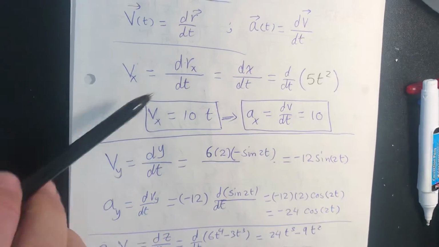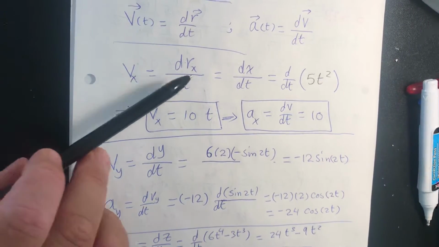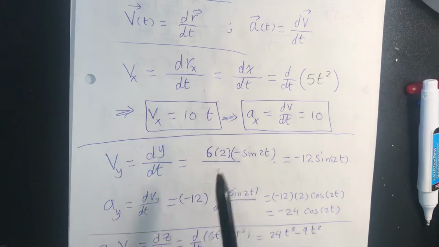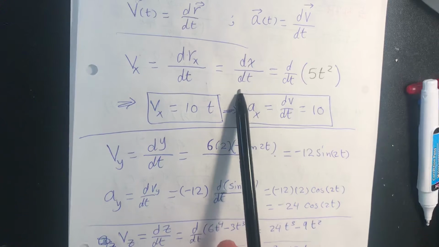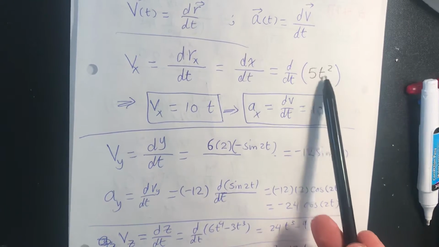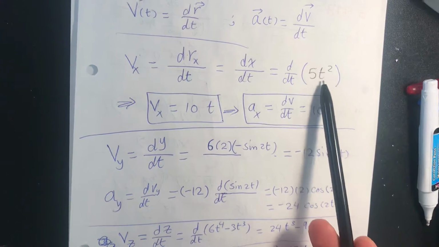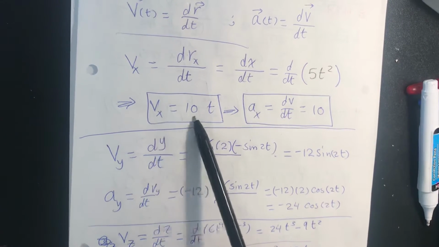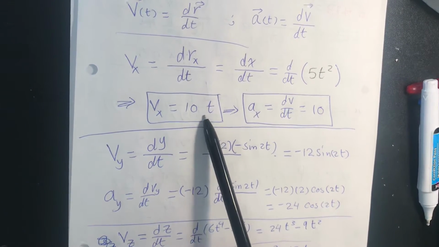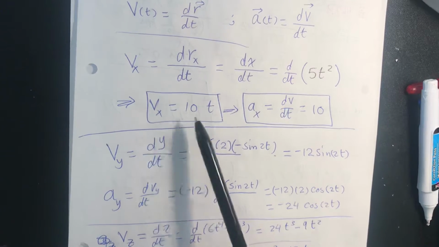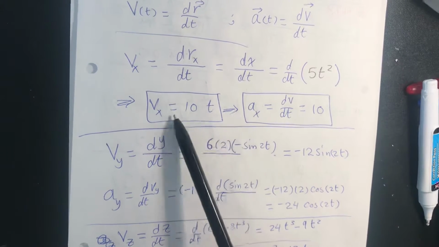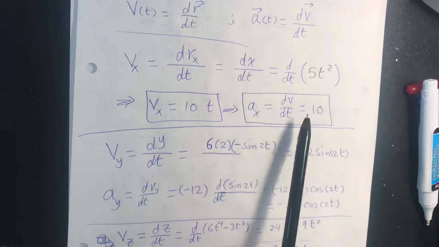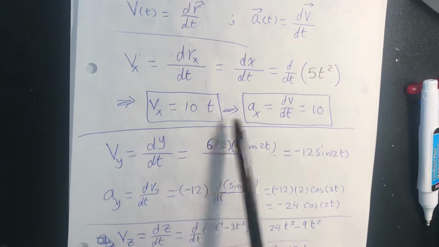So the velocity in x direction is the derivative of the x component with respect to time, or dx by dt. This is x, 5t squared. Its derivative is 10t. This is the velocity as a function of time in x direction. And the acceleration, we differentiate the velocity with respect to time, which is the derivative of 10t, which is 10.